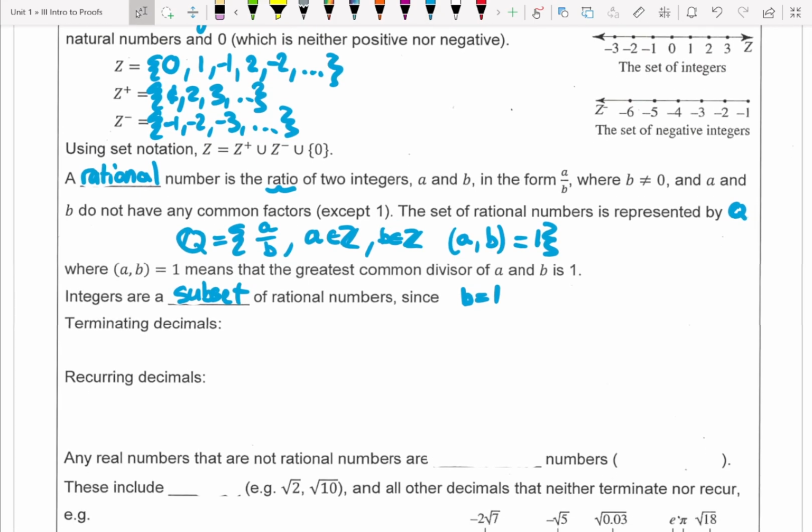So some examples of these. We have terminating decimals, so that's something like a half, which is just 0.5. That's something like an eighth, which is 0.125.